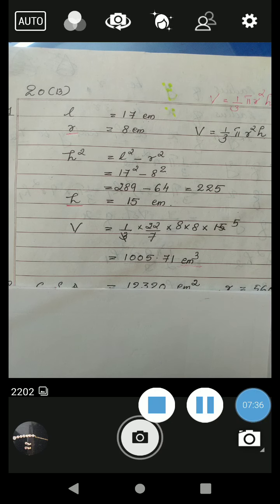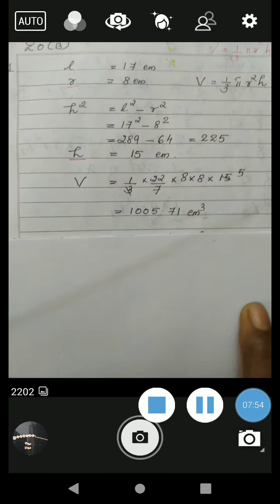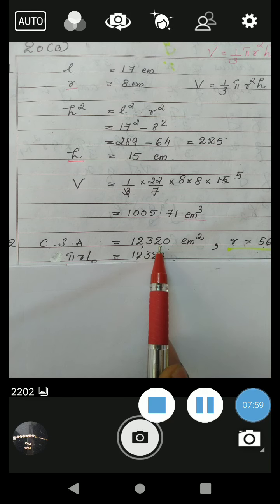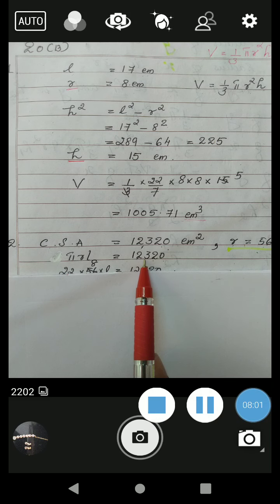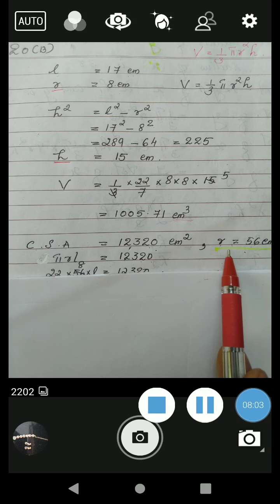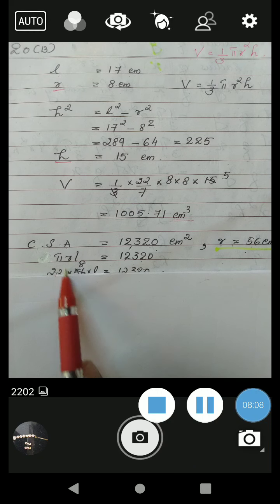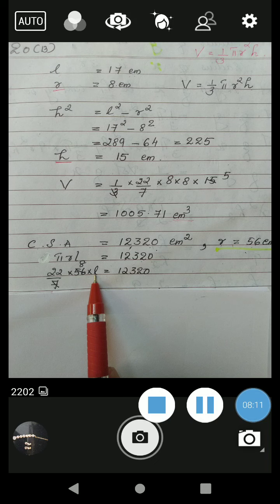Okay. Now question number 2. The curved surface area of a cone is 12,320 centimeter square. The radius of the base is 56 centimeter. Find its height. So we can write the given things. Curved surface area, that is pi rl. Curved surface area is 12,320. That is pi rl is equal to this. And radius is 56 centimeter. Substitute that value here and you will get L.